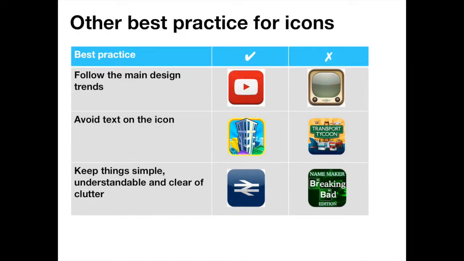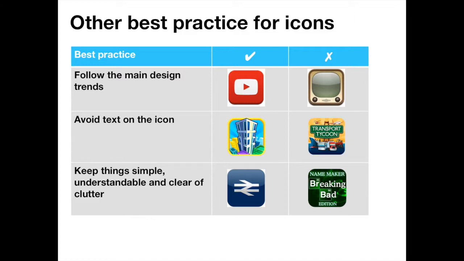But beyond that, there's some other best practice for icons. So you need to be thinking about a few other things as well when you're designing an app icon. The first one is just following the main design trends. Of course, flat design is in and skeuomorphism is out. And as you can see, those are the two designs of YouTube's app. So what Google and YouTube have obviously done is decided that they need to change their design to fit in with what's going on.